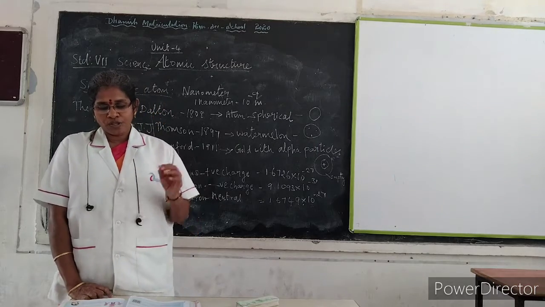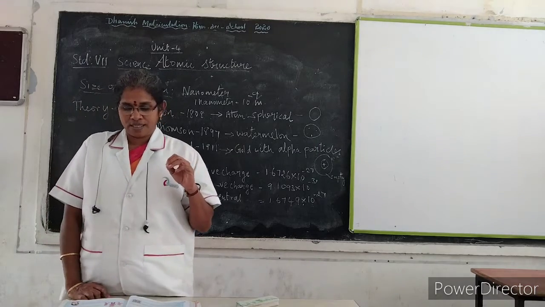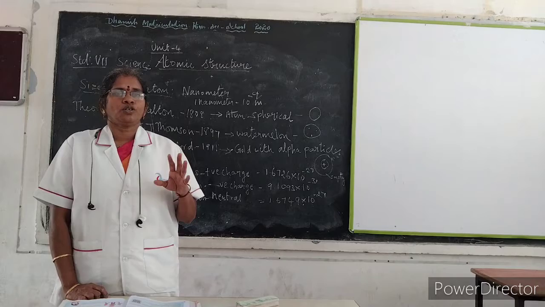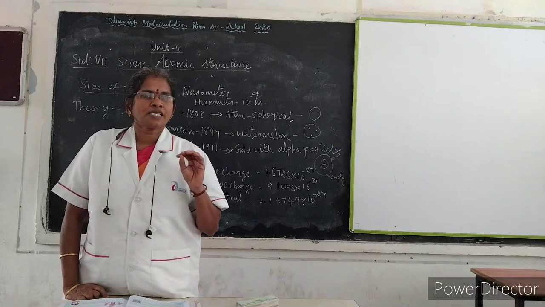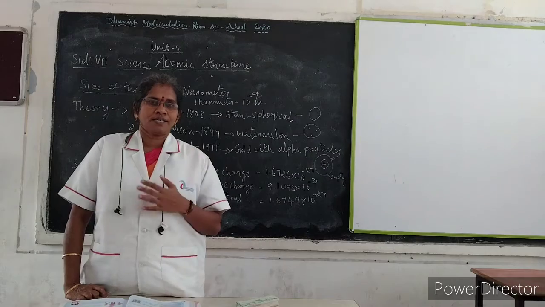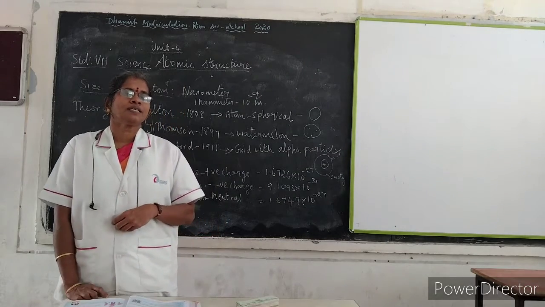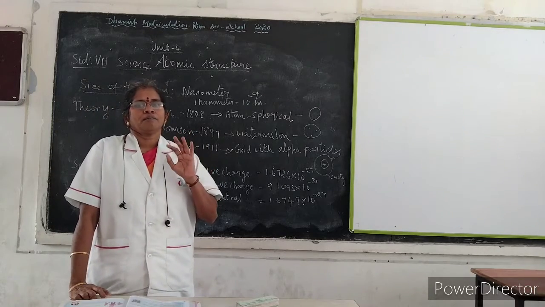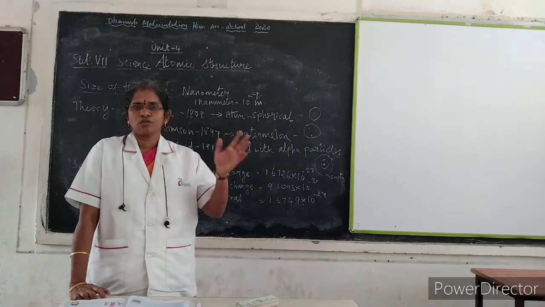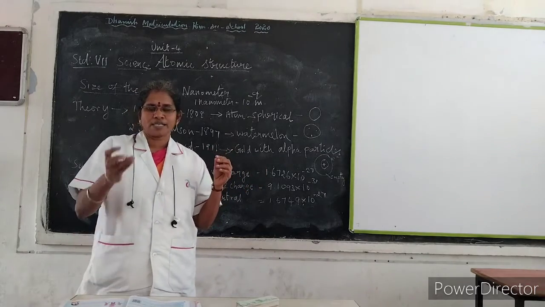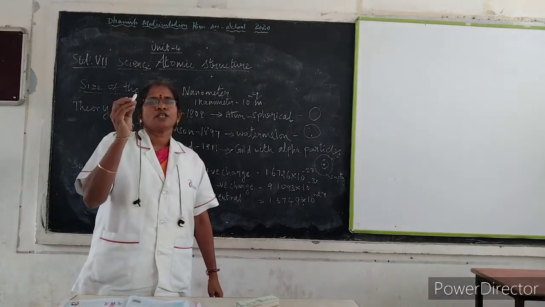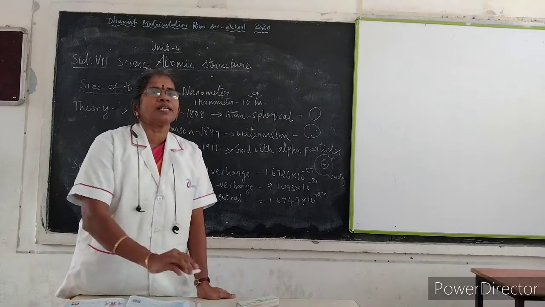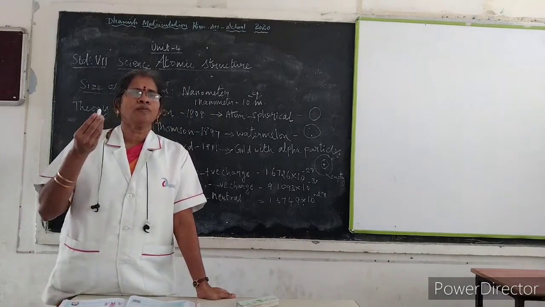Before going to see about the atom, first we will see what is matter. Matter is anything in the universe which occupies space and has mass. That is the definition for matter. If you see any objects around you, for example, if you take this chalk, it has some mass, and if you keep it on the table, it occupies some space. So this is also matter.